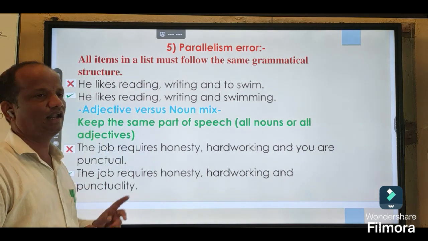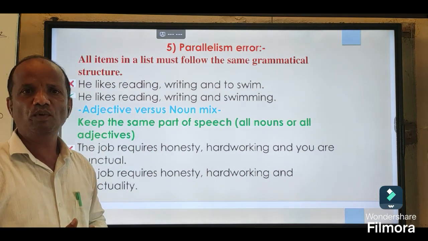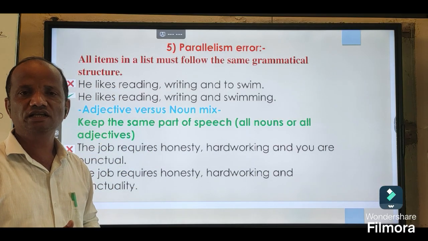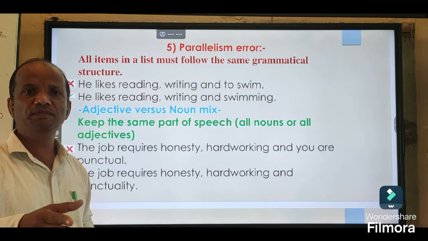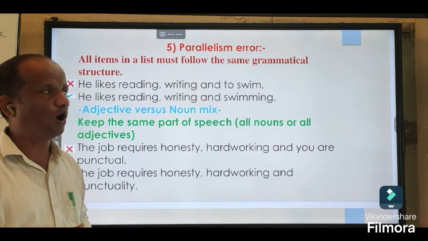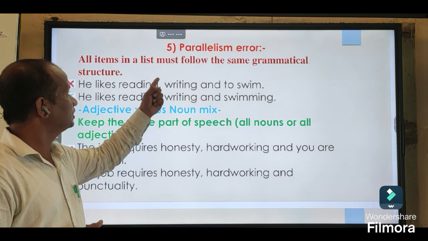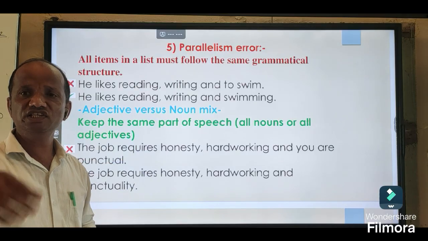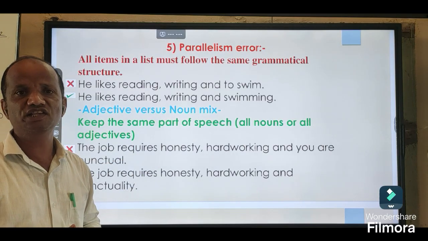So in a parallelism error, our rule says that while using a list of items in a sentence, we have to keep them in the same grammatical form. If we keep those words in the same grammatical form, we can easily avoid this error in the sentence.